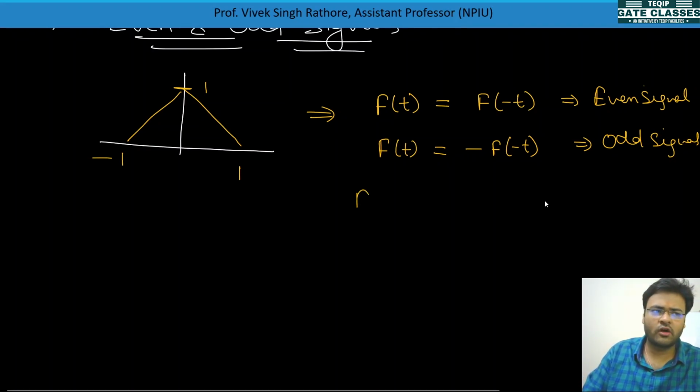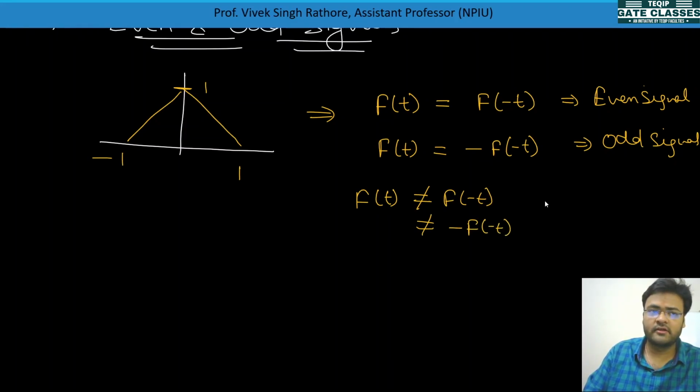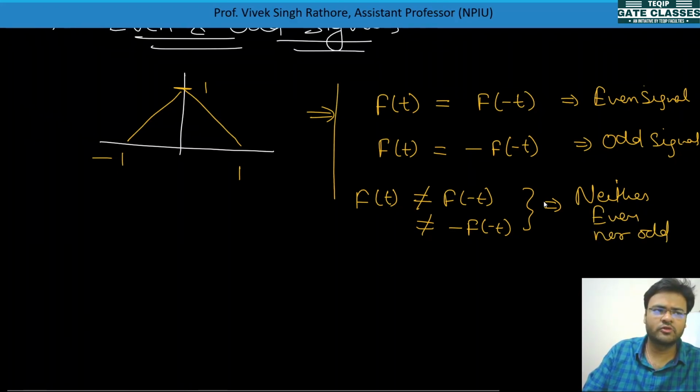But if your signal is neither equal to f(-t) nor equal to minus f(-t), then it satisfies neither condition, and it is neither even nor odd. So you should remember these three conditions for checking whether a signal is even or odd.